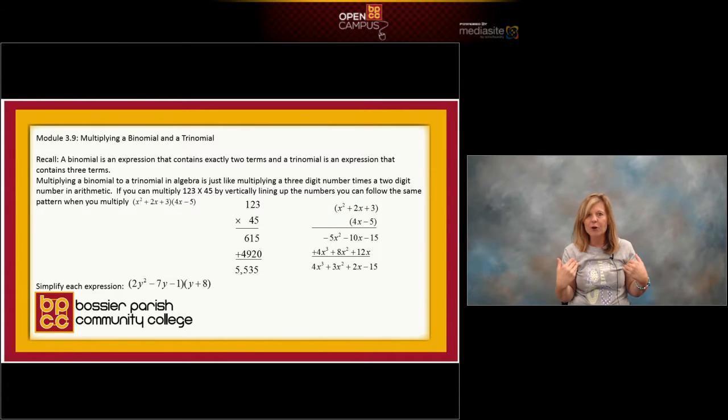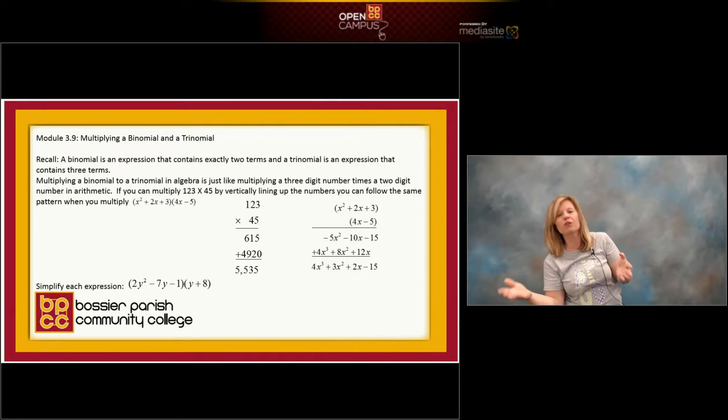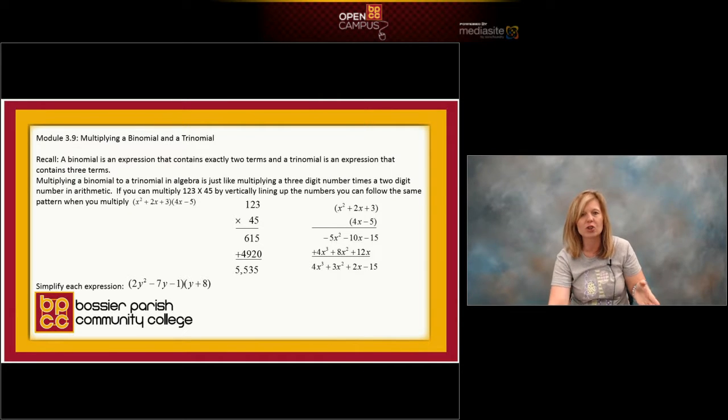Again, why do I prefer this method? Because now that you have your columns, all your like terms are already lined up. You don't got to worry about who do I add together, which terms do I subtract together. Let's look. The only term that has an x cubed is the 4. So I'd bring down my 4x cubed.